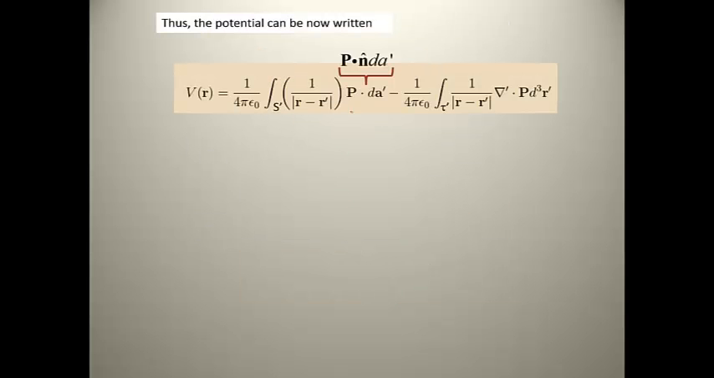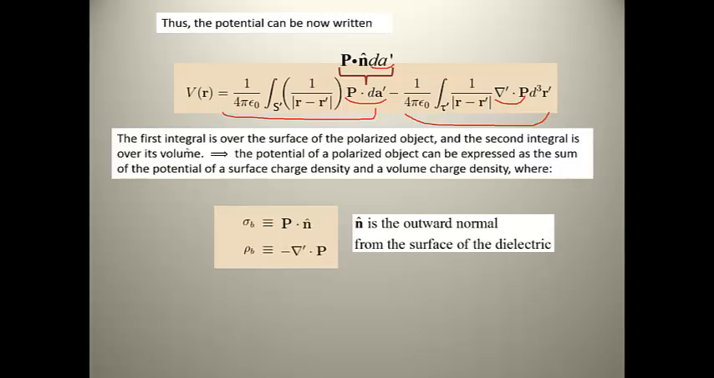So now putting the two together, so we have the surface integral right here, and this is the volume integral right here. If we identify the p dot dA in terms of a normal vector to the surface, then we'll have p dot n hat dA prime, where this is the magnitude of the surface area element. And then we'll keep this right here, but I want you to notice that there's a divergence of capital P here. Okay, so the first integral is over the surface of the polarized object. The second integral is over its volume.